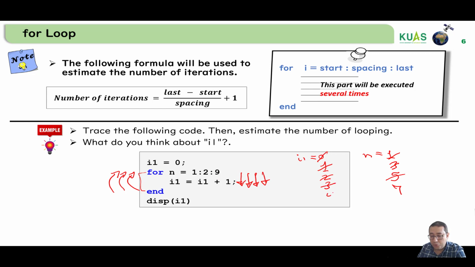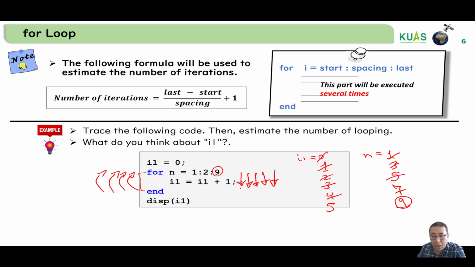Go down with I, so I will increase to 4, and then rotate back, and n will be 9, and this is the last value, so it will be the last iteration. It goes down, I will increase by 1, it will be 5, and then this is the end.